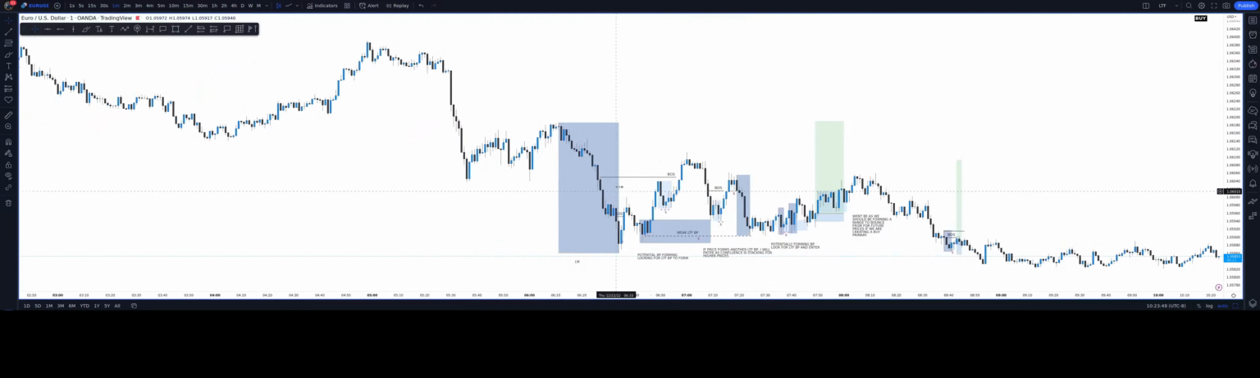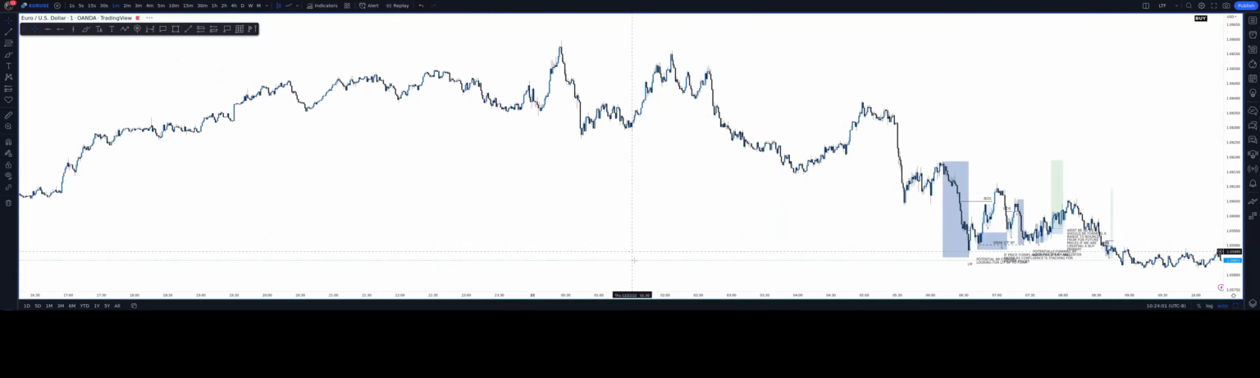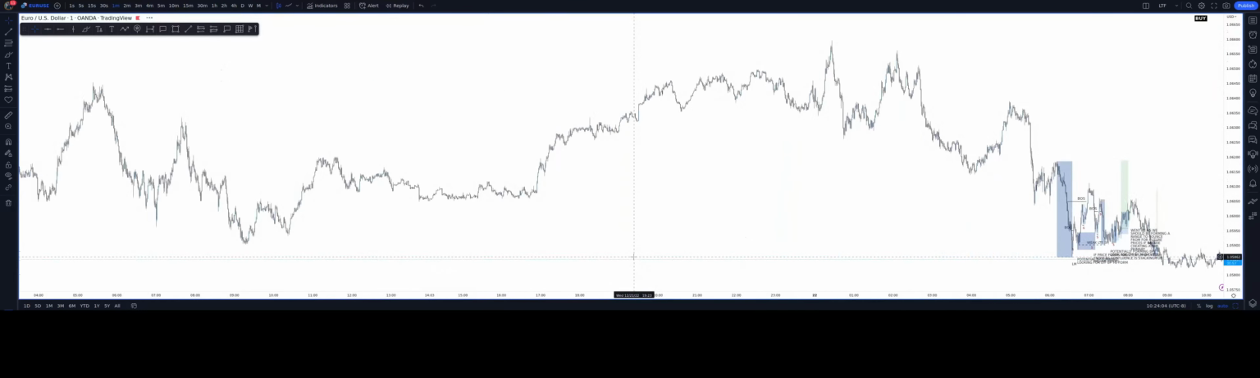So here we are potentially forming a lower time frame buy primary, right? And as I sort of see and look at what it mitigated, I'm like, okay, well, you took liquidity and you've mitigated something, right?